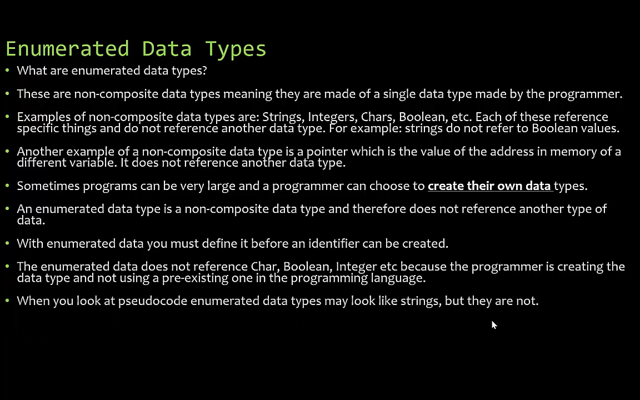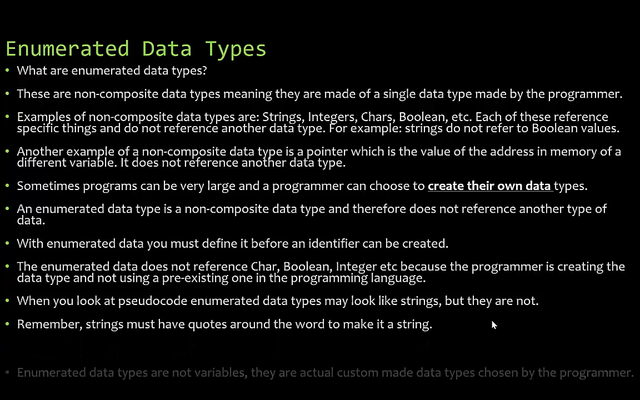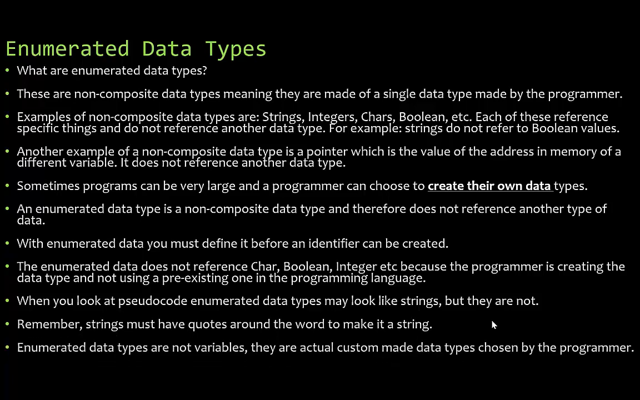When you look at pseudocode, enumerated data types may look like strings, but they're not. They don't have quotes around them. Remember, for strings, you must have those quotes around the word to make it a string. Enumerated data types, they're not variables. They're actual custom data types chosen by the programmer. So to be clear, non-composite doesn't mean enumerated. Non-composite, remember, refers to only one specific data type. Enumerated data types are non-composite.